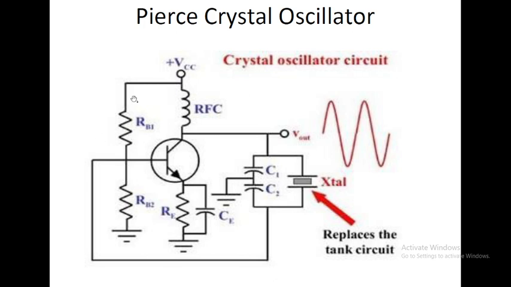In this quartz crystal oscillator, the resistances RB1, RB2 and RE provide the DC bias, and the capacitor CE is the emitter bypass capacitor. This RFC is called a radio frequency choke, and it provides the isolation between AC and DC operation. This is the power supply, and here is the output voltage Vout.